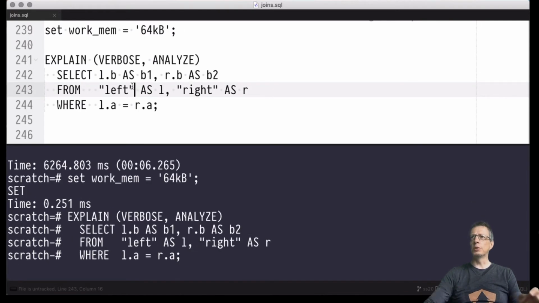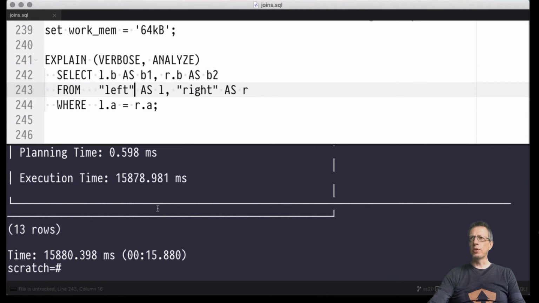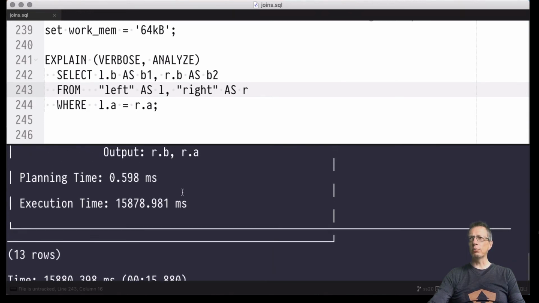Again, hash join will be used, but there's probably some real effort to be performed by hash join here. Okay, so we are waiting already. All right, so this took almost 16 seconds, which is 10 seconds longer than we've waited before.